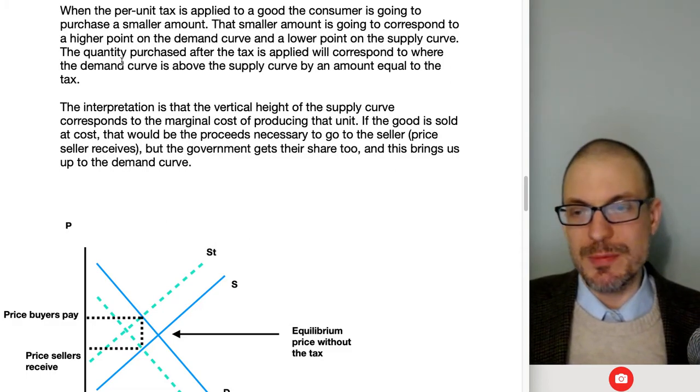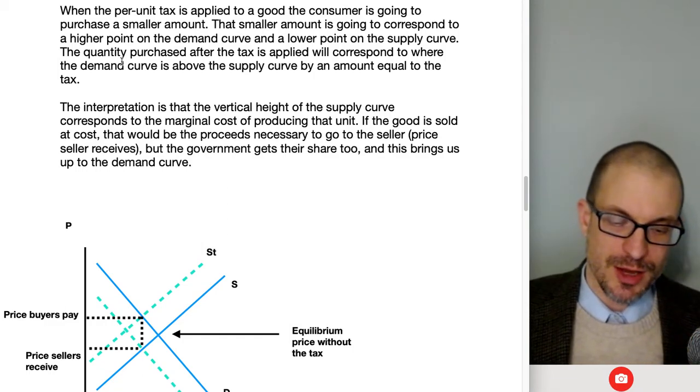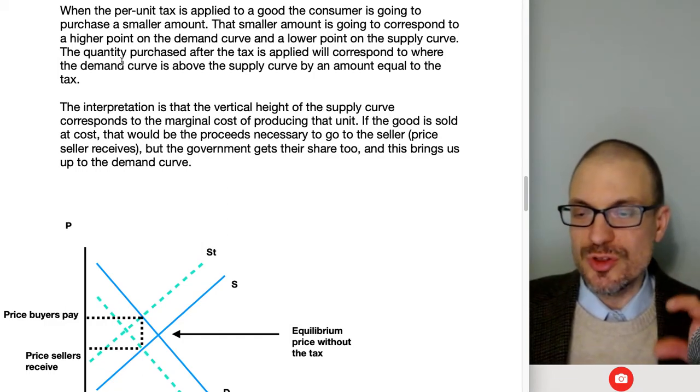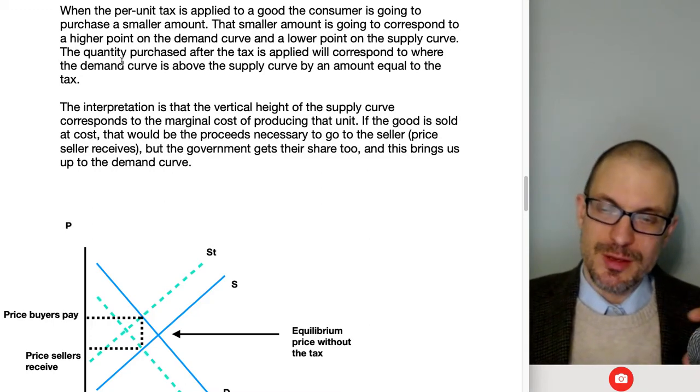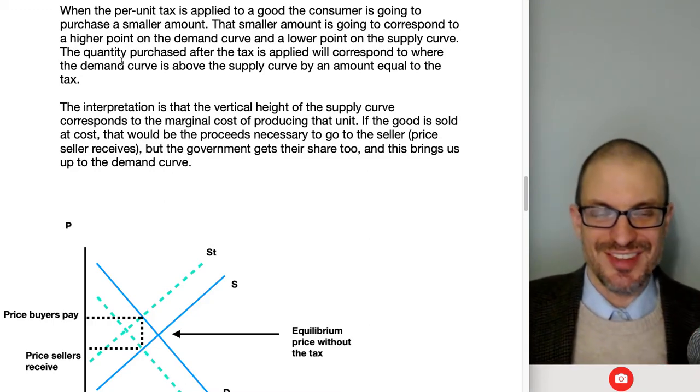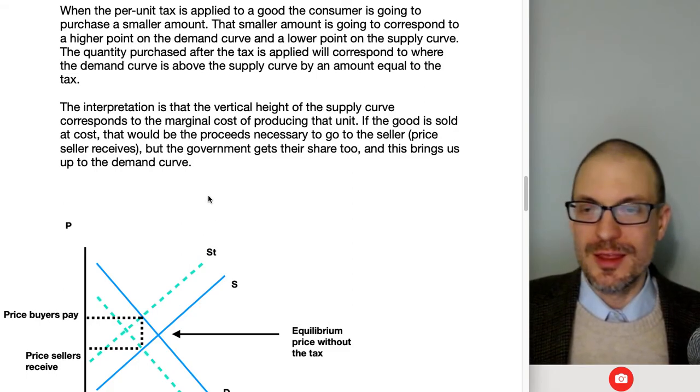That's the thing to keep in mind: when you're shifting the supply curve or the demand curve, you're going to do that always and everywhere by an amount equal to the tax. And if you think about that graphically, that's exactly why the price buyers pay isn't going to rise by the amount of the tax.